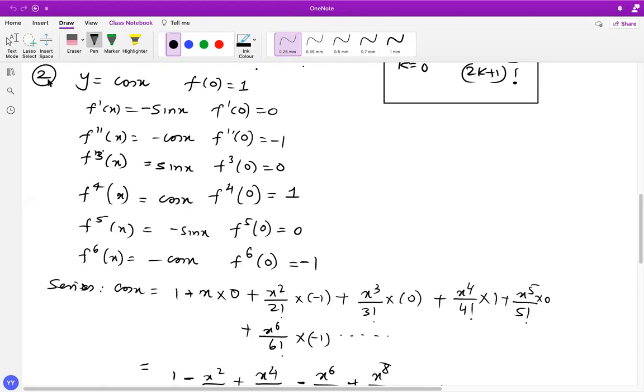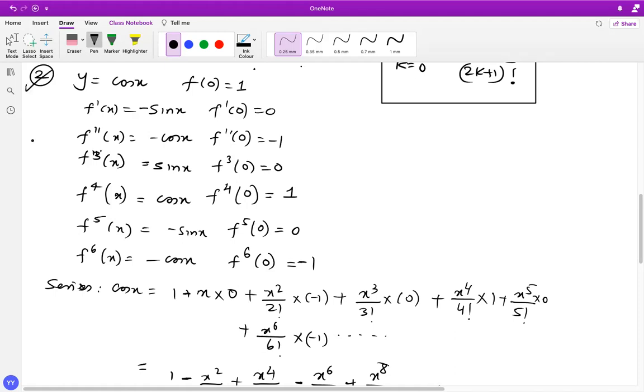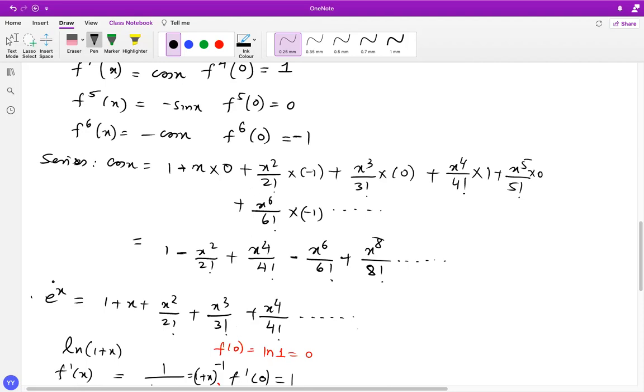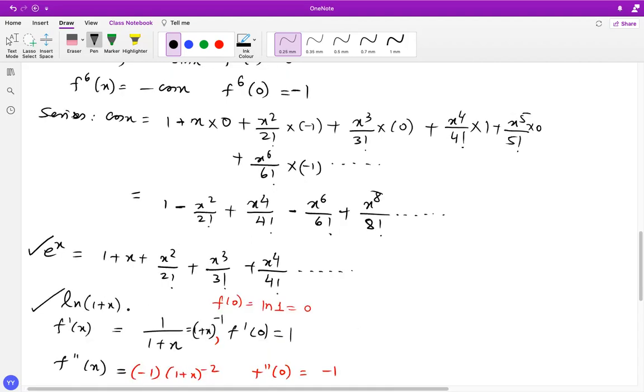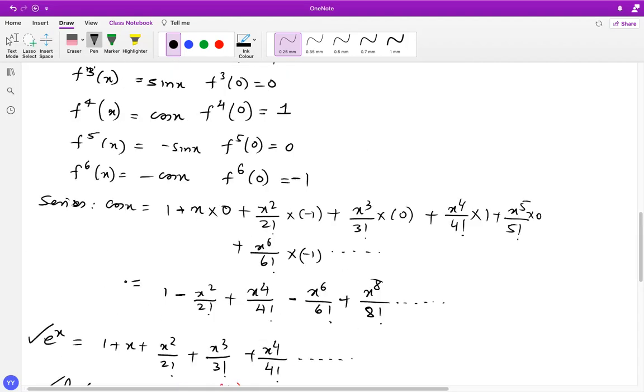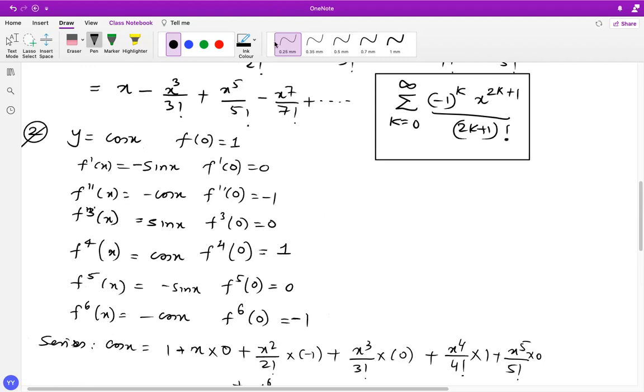All right, so in this segment, I'm just going to demonstrate some more Maclaurin series, like how do you convert the cosine function and the exponential function, ln(1 plus x) function into a polynomial series.